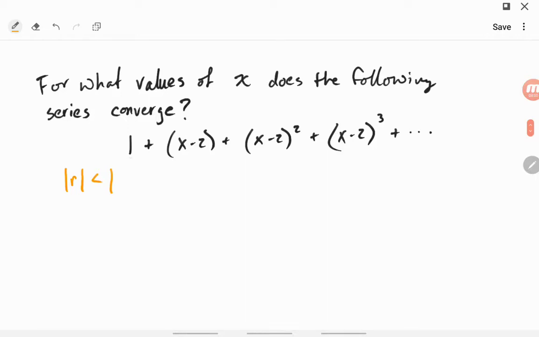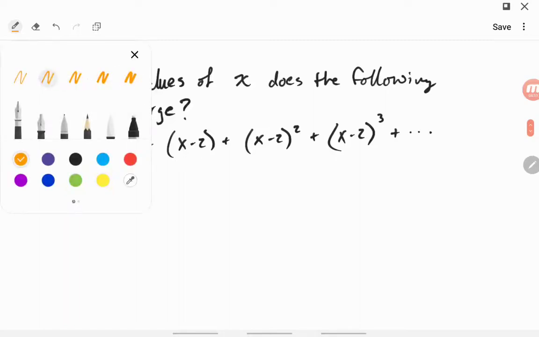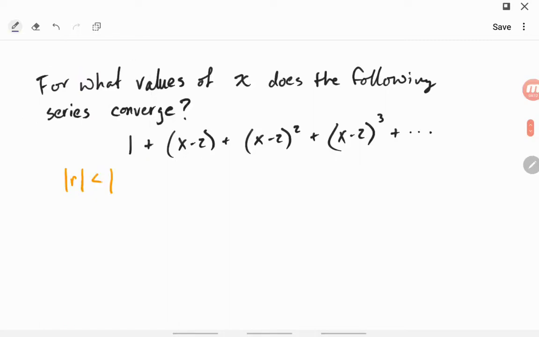Well, it looks like I've got my T1 right here. T1 is 1. What have I multiplied 1 by to get x minus 2? Well, it looks like I multiplied it by x minus 2. What have I multiplied x minus 2 by to get x minus 2 squared? Well, it looks like we multiplied it by x minus 2 again, etc., etc. So R, in this case, is equal to x minus 2.